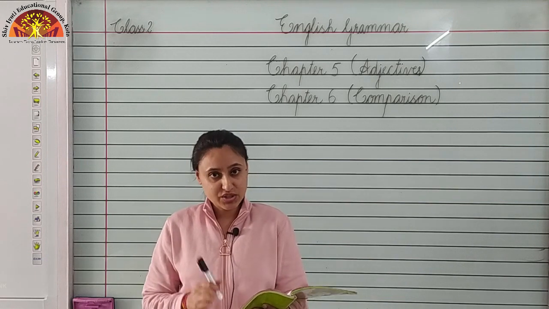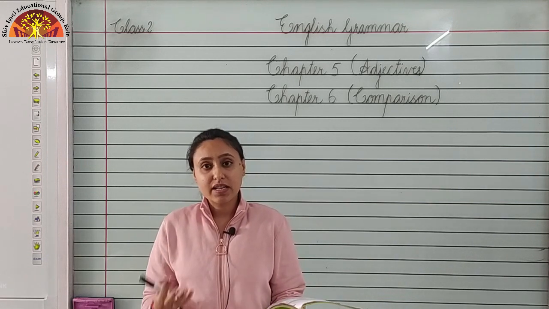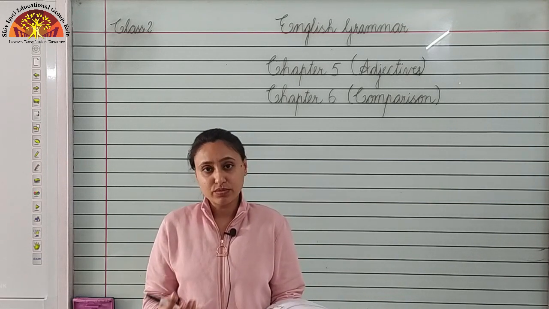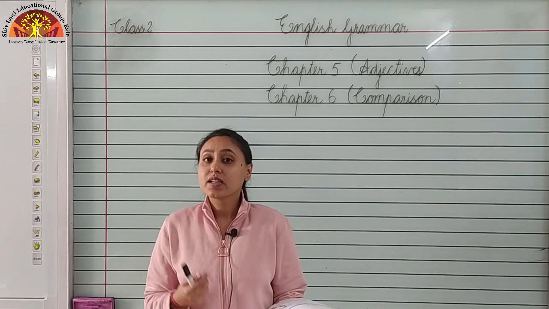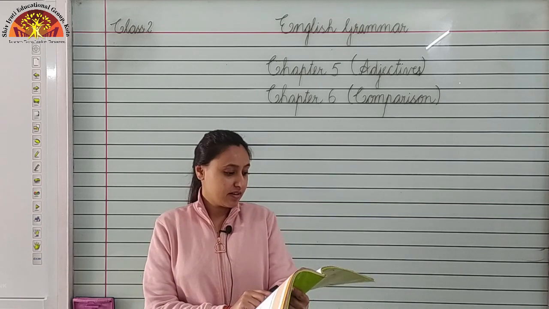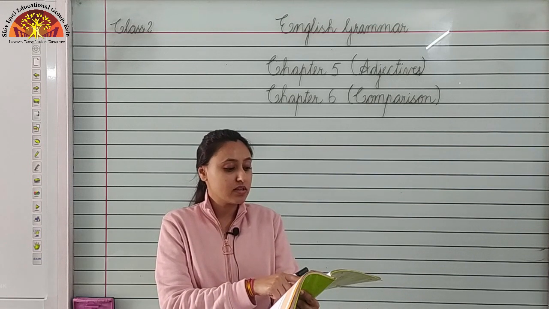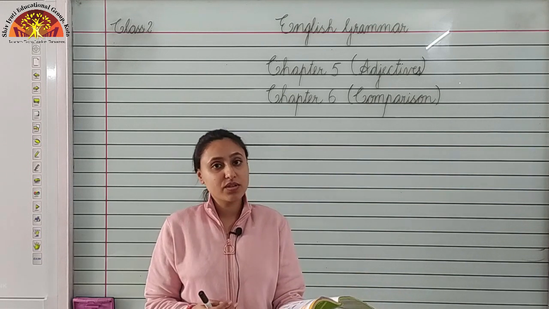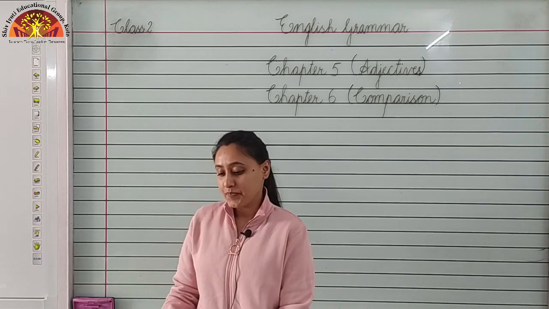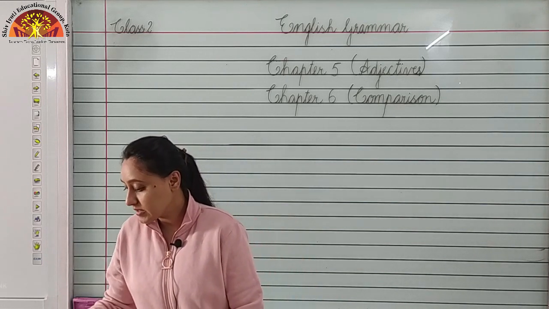So what are adjectives? Adjectives tell us more about nouns, okay? They are also called describing words. Here is the definition. The words that describe nouns are called describing words or adjectives, okay? Now let us see some examples.